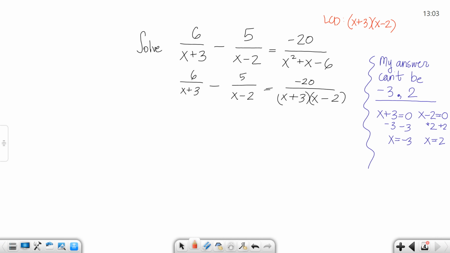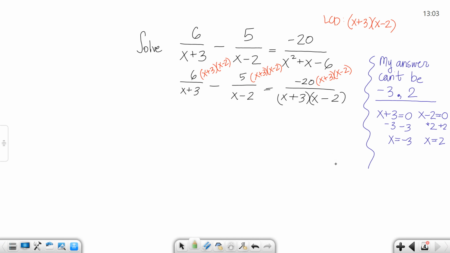Now there are other ways to work it, but I promise the easiest way to work it is to take that red LCD and put it in every top. I'm not looking here for what's missing. I want you to just put it in every top. So I'm going to have an x plus 3 and an x minus 2 in this top, an x plus 3 and an x minus 2 in this top, and an x plus 3 and an x minus 2 in this top. Again, I'm not putting in what's missing. I'm giving everything the same red value, and then we'll cross out.